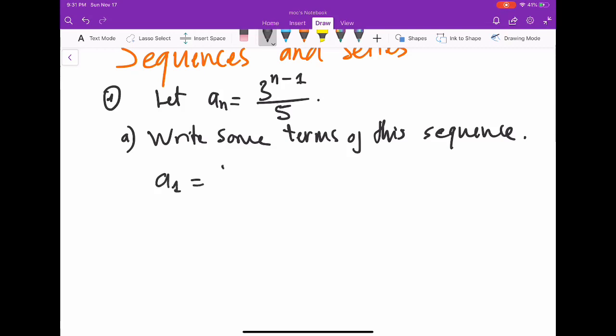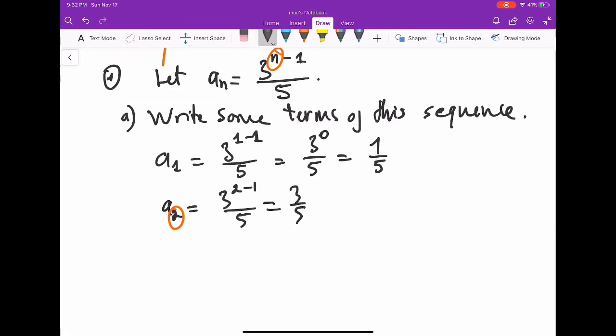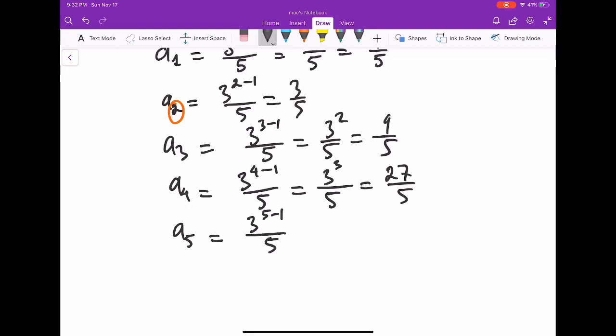So what is a1? a1 is just 3^(1-1) over 5, which is 3^0 over 5, which is 1/5. Then for a2, you plug 2 into the formula of a_n, so you get 3^(2-1) over 5, which is 3/5. And a3 is 3^(3-1) over 5, which is 3 squared over 5, that is 9/5. Then a4 is 3^(4-1) over 5, equal to 3 cubed over 5, which is 27/5. Similarly, a5 is 3^(5-1) over 5, equal to 3 to the 4th over 5, which is 81/5, and so on.